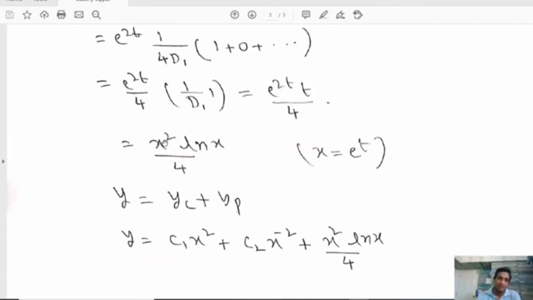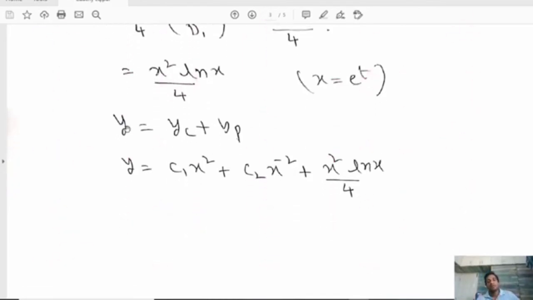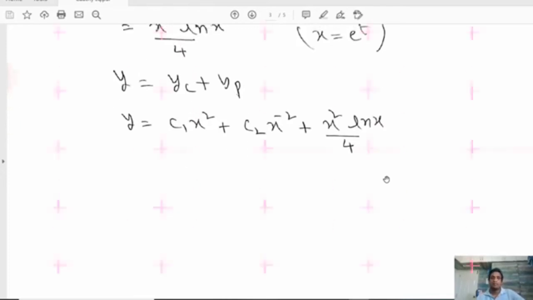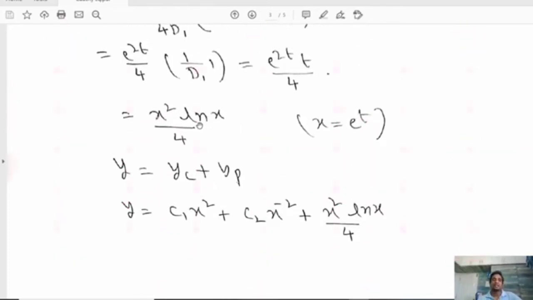e power 2t becomes x square, t becomes ln x. If I interchange the t terms into x, the value y is equal to yc plus yp, and y is equal to c1 x square plus c2 x power minus 2. The yp is x square ln x by 4. Remember this one. Again we have to change t terms to x.